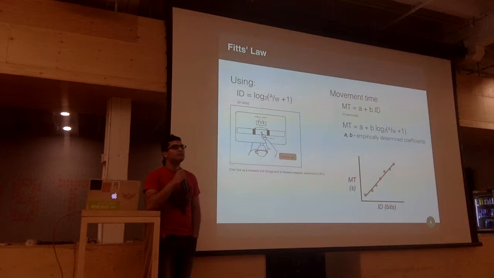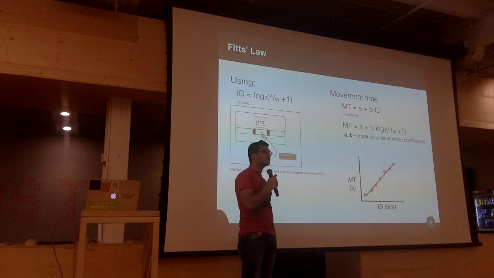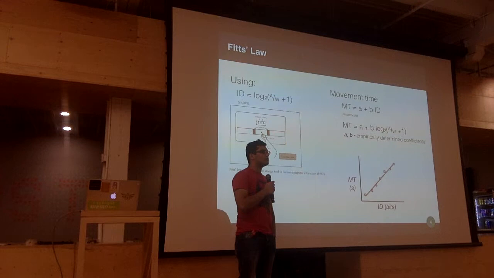About what A and B specifically mean, is that an interpretation that A would be a reaction time and B is kind of like the stopping around the target time, and that's why B is the only one being affected by the fixed law, the index of difficulty? Yes.